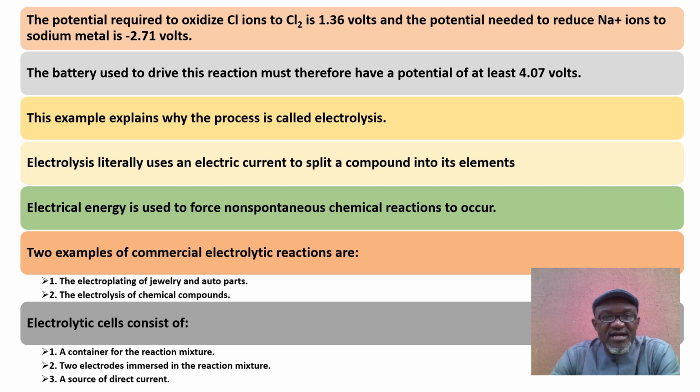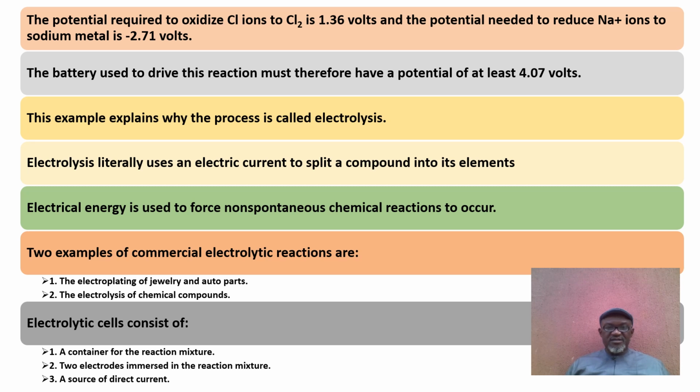The potential required to oxidize chloride ions to chlorine gas is 1.36 volts, and the potential needed to reduce sodium ions to sodium metal is minus 2.71 volts. Therefore, the battery used for this reaction must have a potential of at least 4.07 volts.